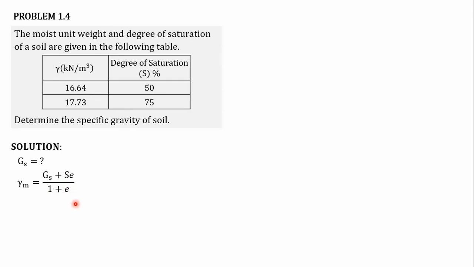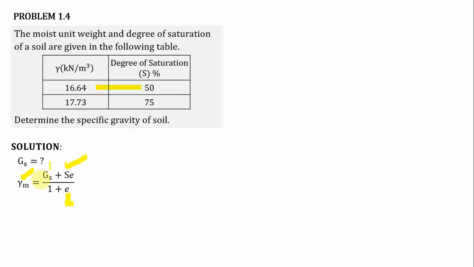Okay, so unahin natin to. Substitute natin to. Ang moist unit weight natin is given. Ang GS natin is unknown. And the degree of saturation natin is given. And then the void ratio niya is unknown rin. So therefore, ilang unknown to? Dalawa. Isa, and ito is pangalawa, the void ratio. So therefore, may two unknowns tayo.